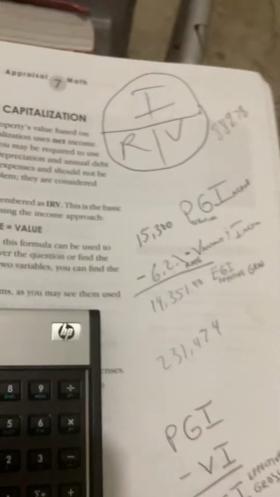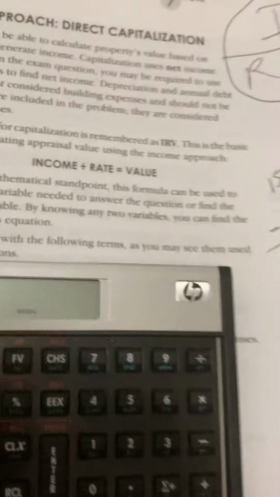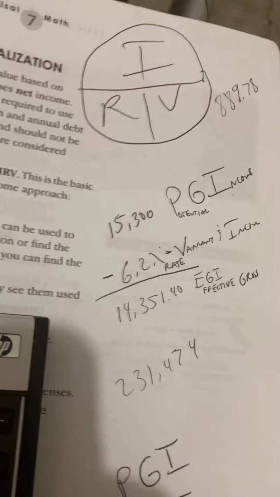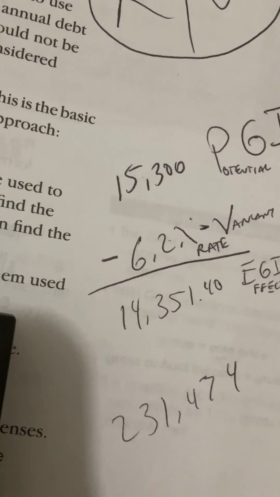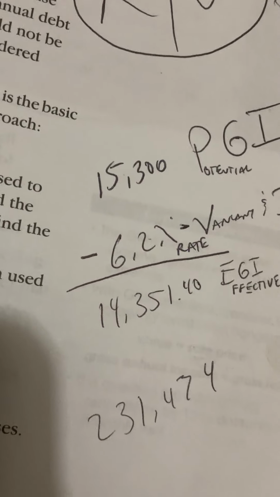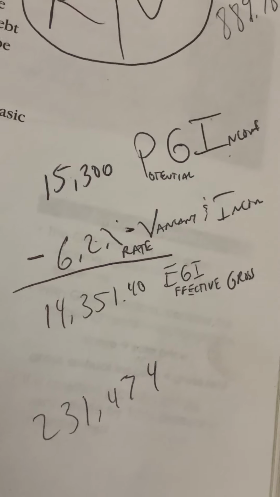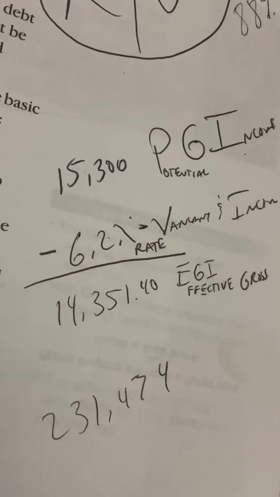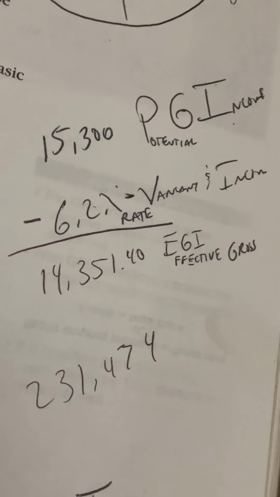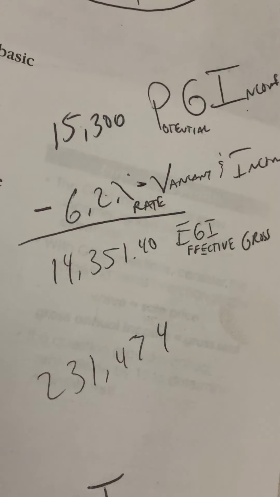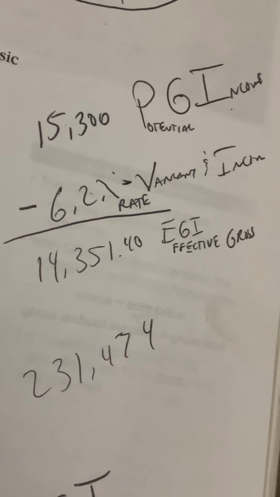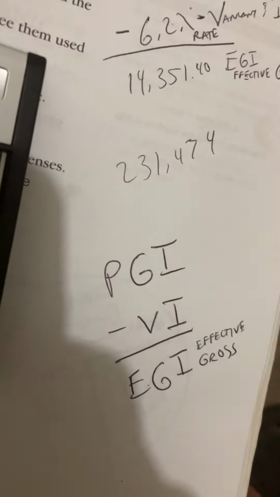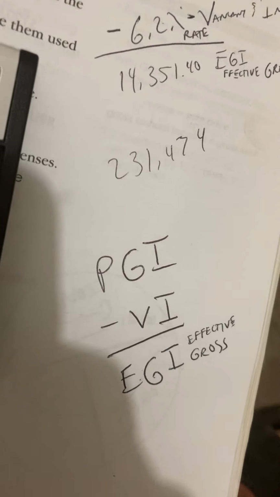All right, extra note, IRV: income, rate, and value. 15,300 minus 6.2%. The 15,300 is the potential gross income. The 6.2% is the vacancy and collection rate. Equals 14,351.40, that's the effective gross income. PGI minus vacancy and collection loss equals EGI.